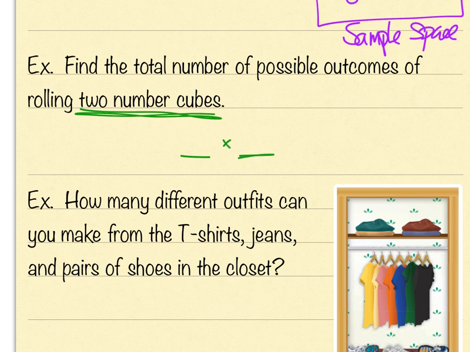On the first number cube, there'll be the numbers 1 through 6, so there's 6 possibilities. And then on the second number cube, there's also 1 through 6. So that means there's 36 ways that I can roll two dice. Now, on the bonus question on yesterday's quiz, we actually talked about the 36 different possibilities, and then the bonus had you figure out which sum was the greatest.